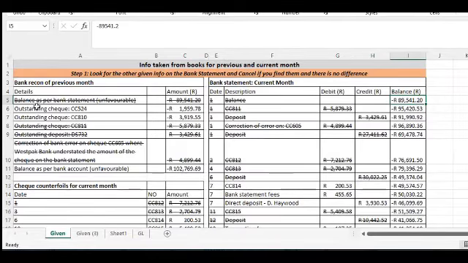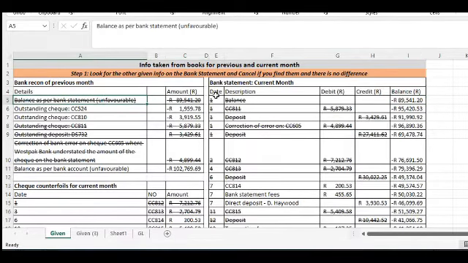So first thing we have a look at is we say the balance as per the bank statement on our previous recon was 89,541.20, negative, of course, and here we see it. Yes, the two amounts are the same.